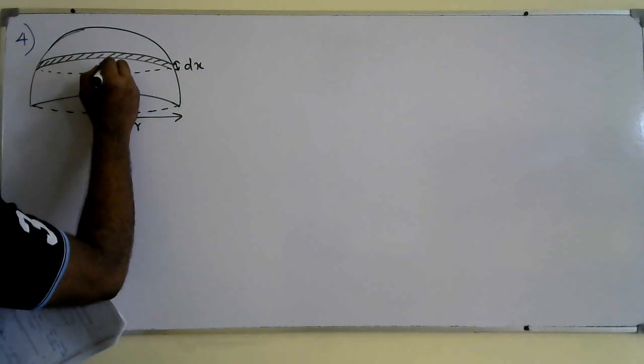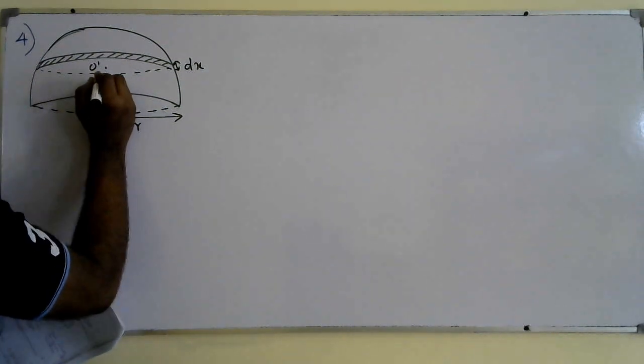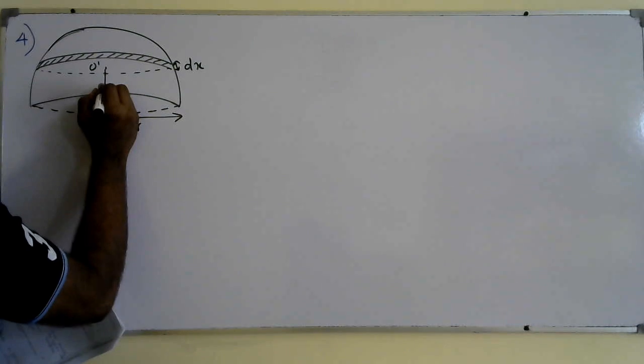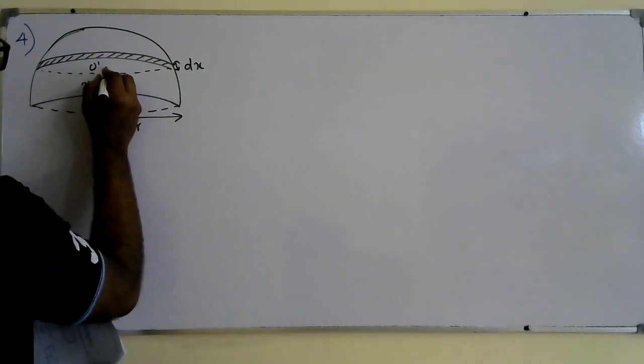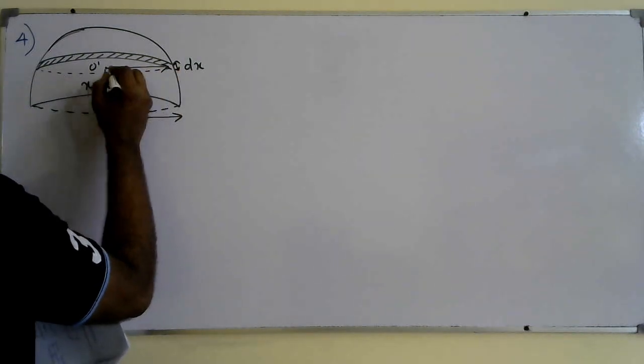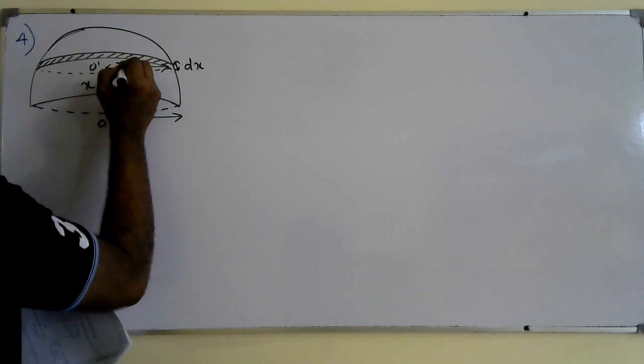Its center is O dash. It is at a distance x from O. And the radius of this disc, let it be r dash.